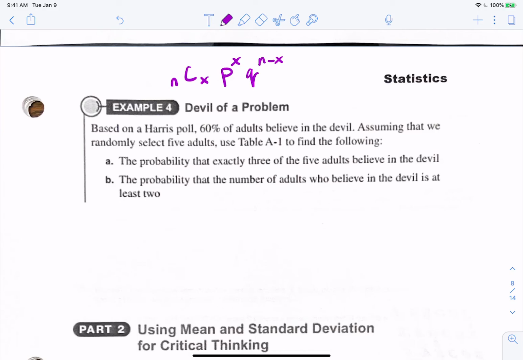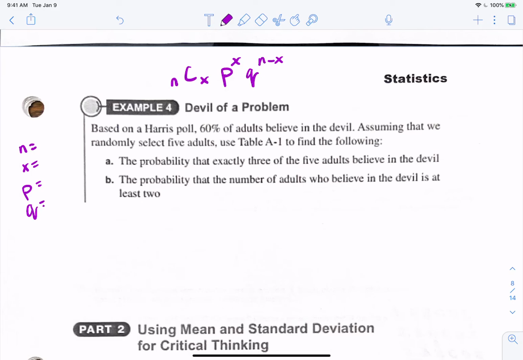Example 4, devil of a problem. We're going to write down some information. The 4 things that we need to collect are what n is, what x is, what p is, and what q is. Based on a Harris poll, 60% of adults believe in the devil.